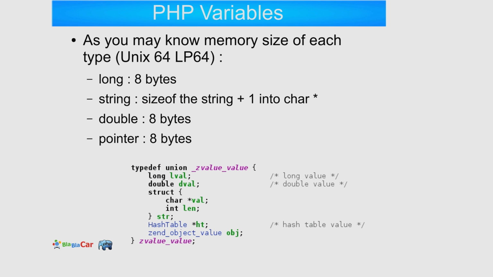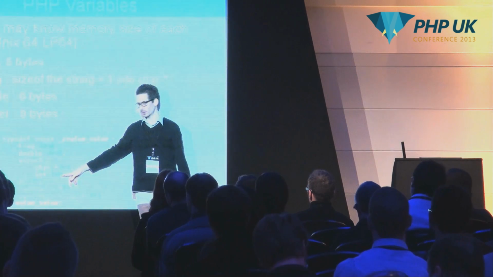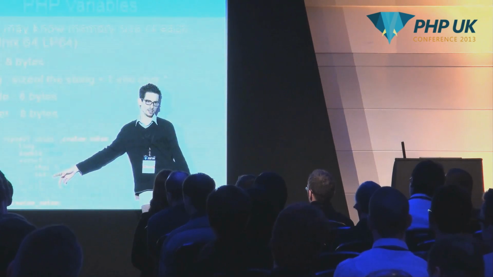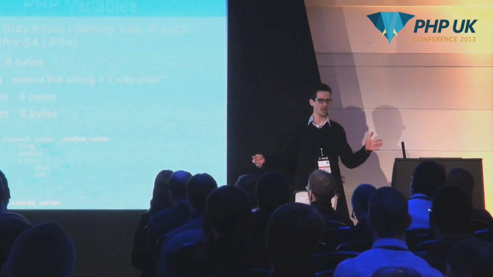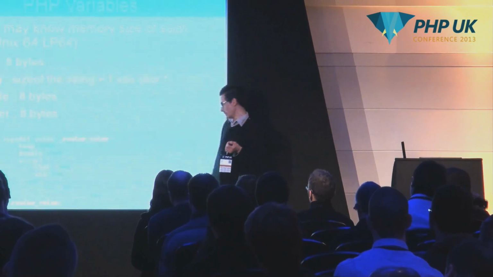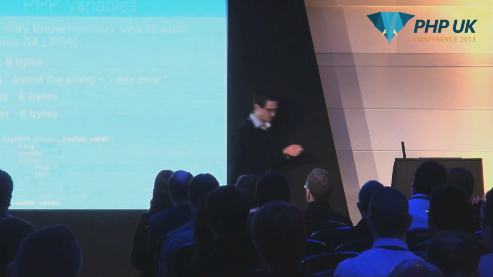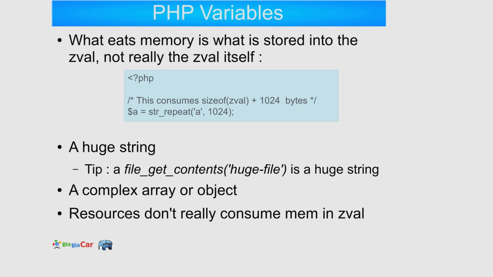This is to sum up things. So if you remember your memory size of each type, this is Unix LP64, which you probably run on your servers. Long is 8 bytes, double as well. Pointer is all about stars. Okay, so all stars, any star, it's 8 bytes of memory. And a string, it's the size of the string plus 1 into the char star, and the length. Okay, because in PHP you have something we call binary strings. Binary strings, it means that your string can contain the \0 character. Okay, so we have to know the length of the string to parse it and not to get out of bound of the string. So what eats memory is not really the zval, it's what you store inside.